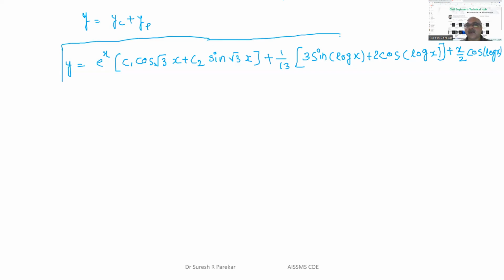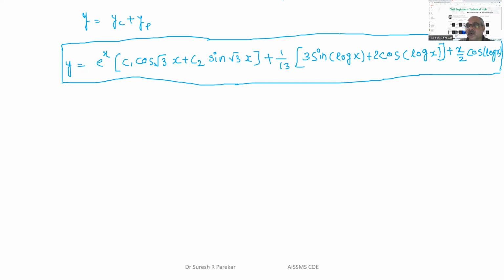With variable coefficients, this is most important. We have to first make the coefficients constant, and then apply this short method, or we can say the method of variation of parameters. So we have to go for this.